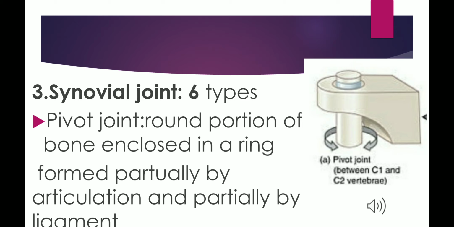So in pivot joint, the round portion of bone is enclosed within a ring, and it is formed partially by articulating with another bone and partially by the ligament. So the round portion of bone is enclosed within a ring, and it is formed partially by articulating with another bone and partially by the ligament.